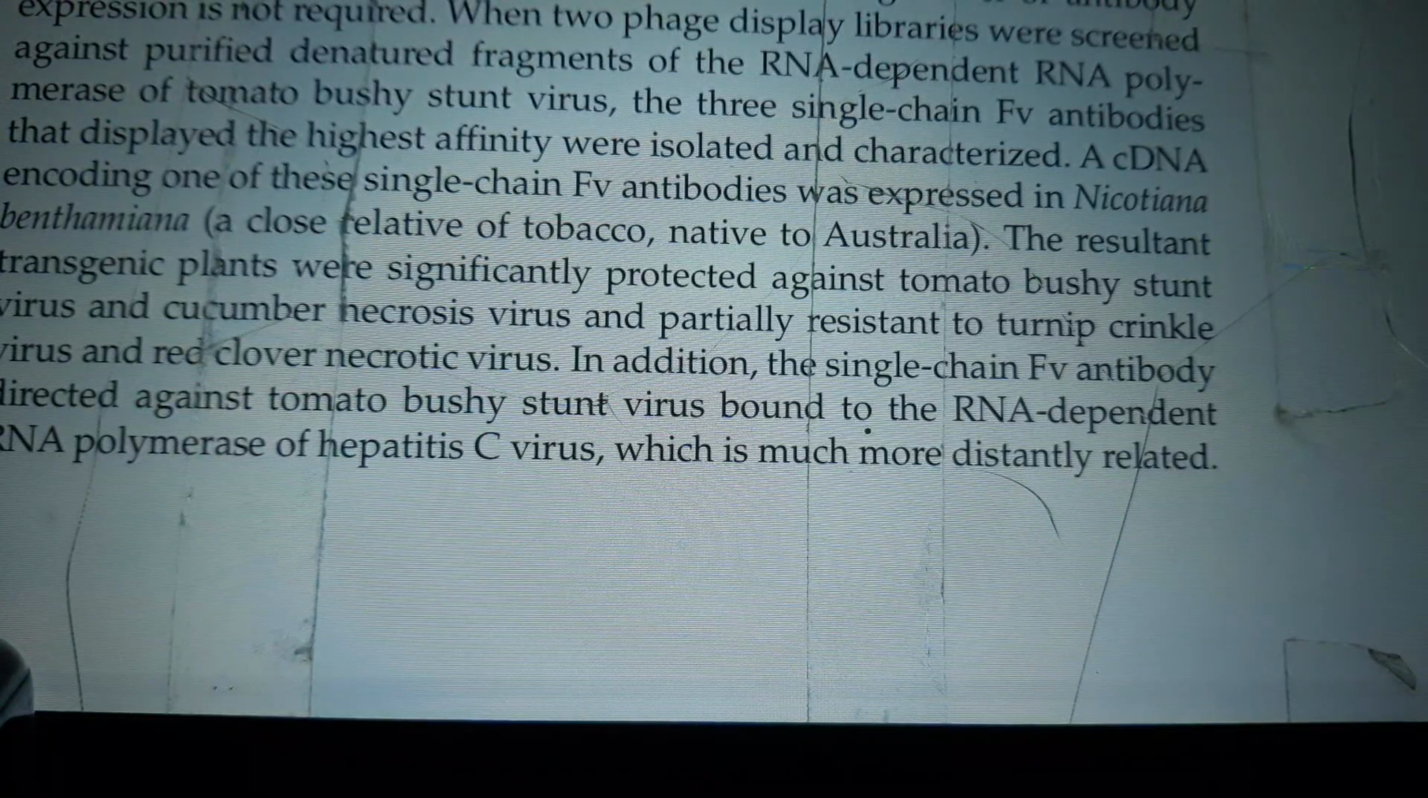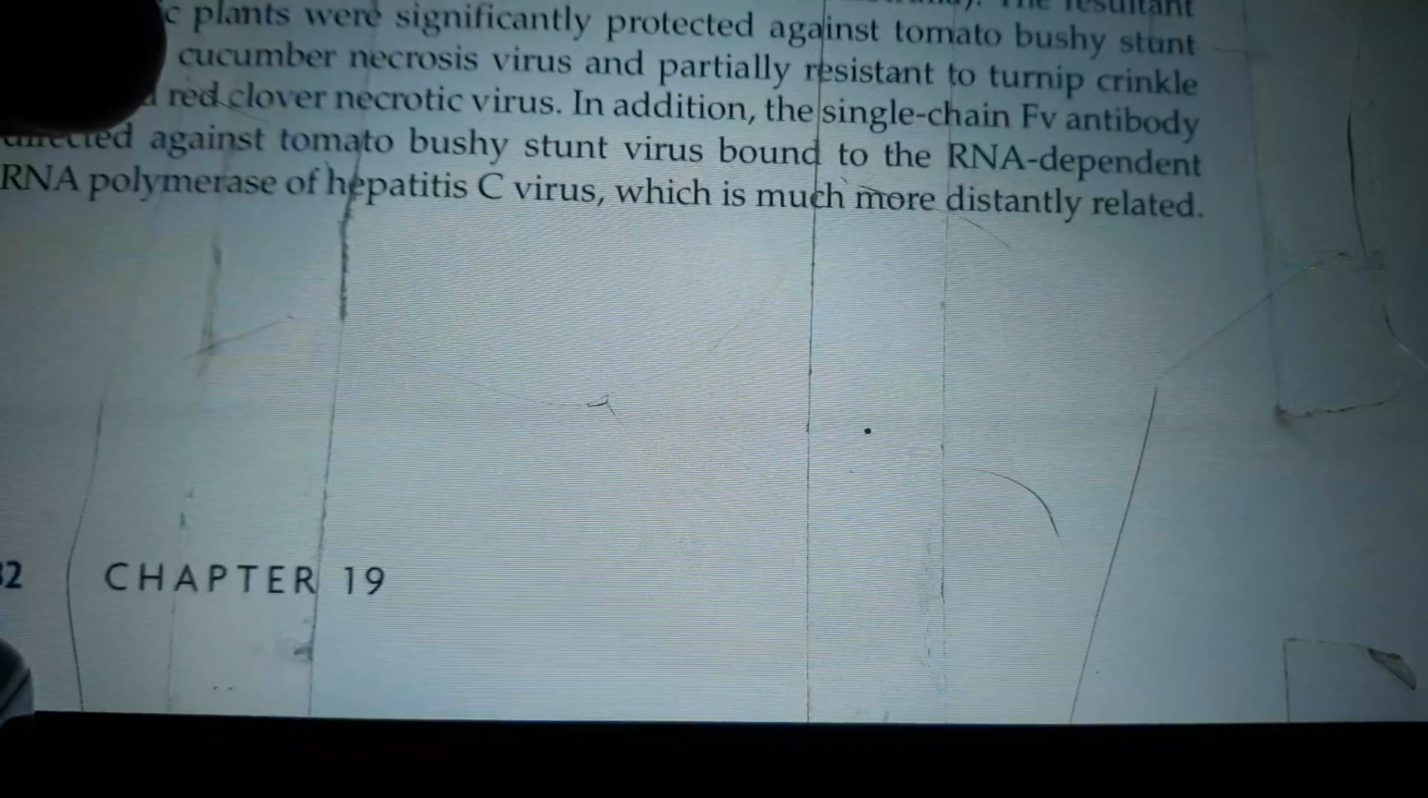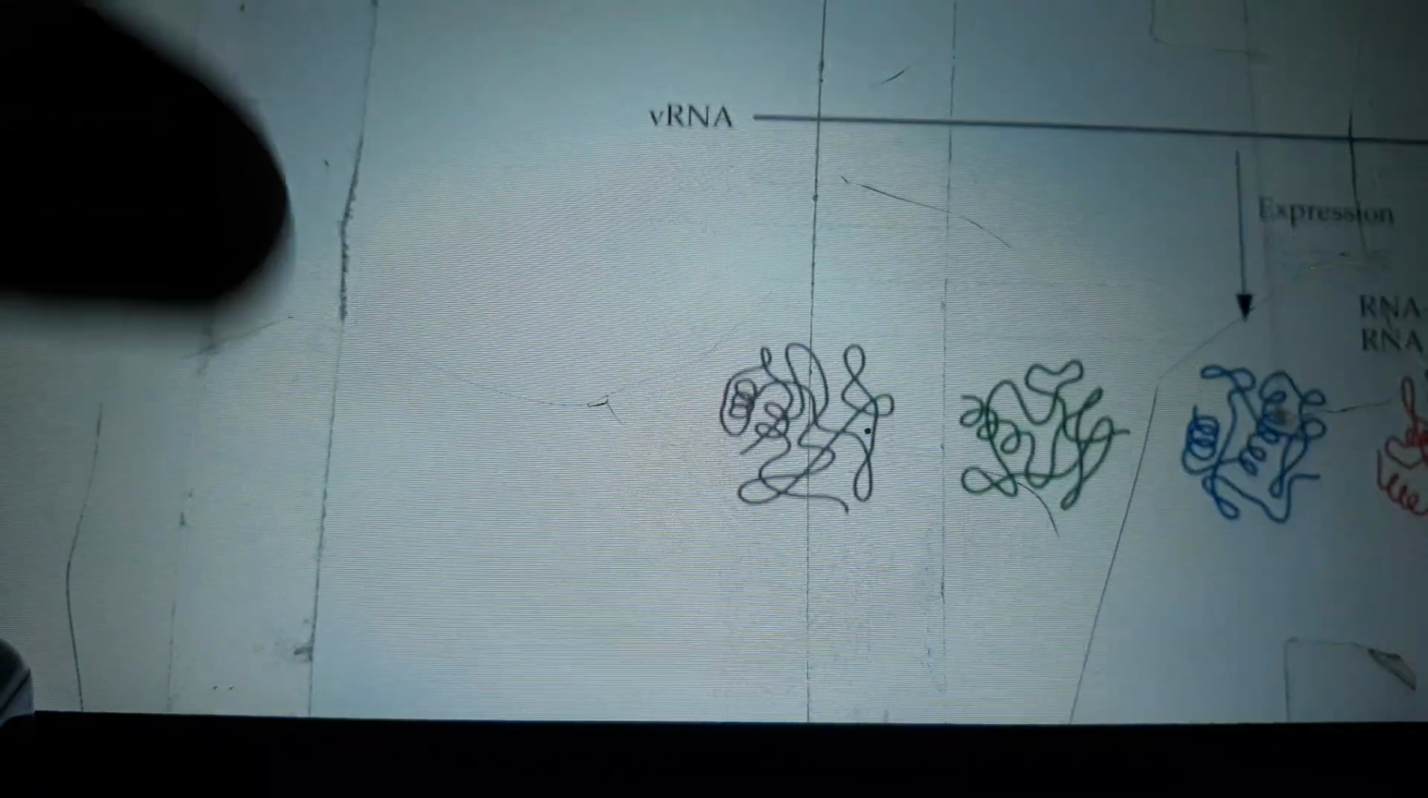The coding DNA encoding these single-chain Fv antibodies was expressed in Nicotiana benthamiana, a close relative of tobacco native to Australia. The resultant transgenic plants were significantly protected against tomato bushy stunt virus and cucumber necrosis virus, and were partially resistant to turnip crinkle virus and red clover necrotic virus. In addition, the single-chain Fv antibody directed against tomato bushy stunt virus bound to the RNA-dependent RNA polymerase of hepatitis C virus, which is much more distantly related.